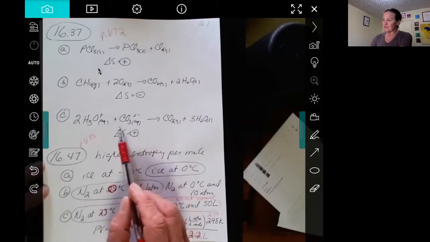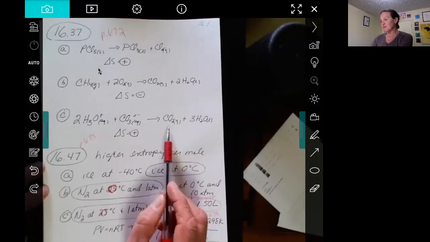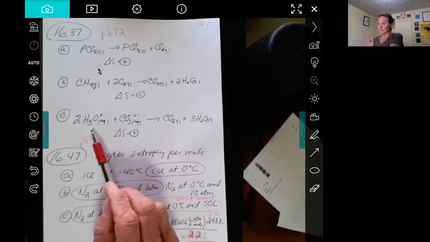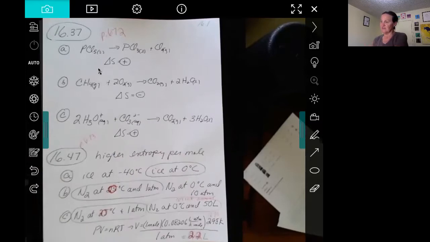The next one is 2 solutions, so confined in containers, not free to move about. Even though they're aqueous, the delta S probably will increase because we have a mole of gas on the product side. So we're going from liquid solutions to a mole of gas in pure water. So it probably should have a positive delta S.